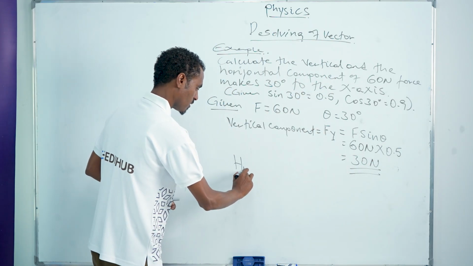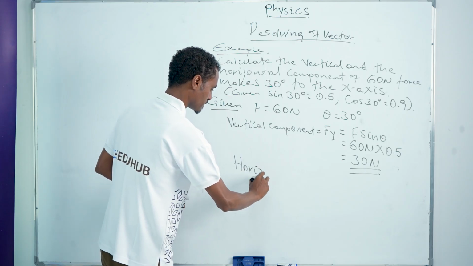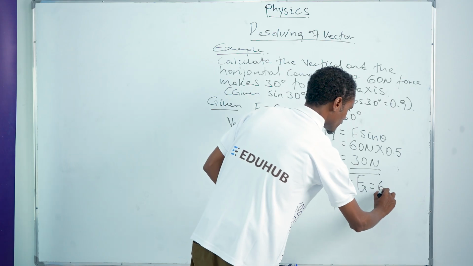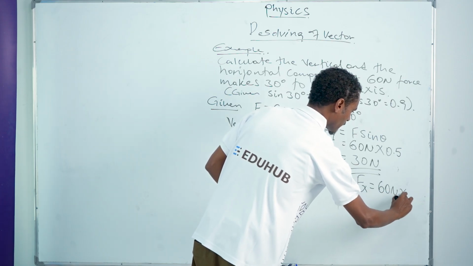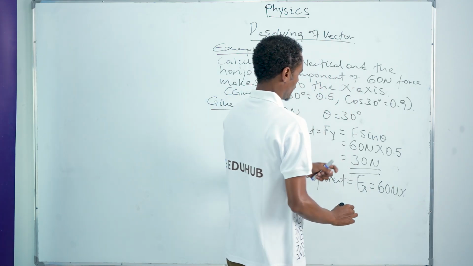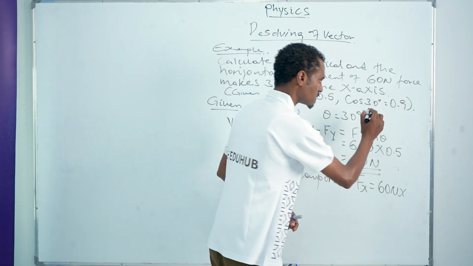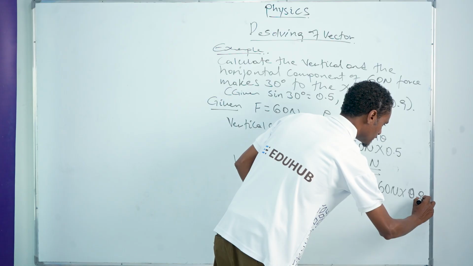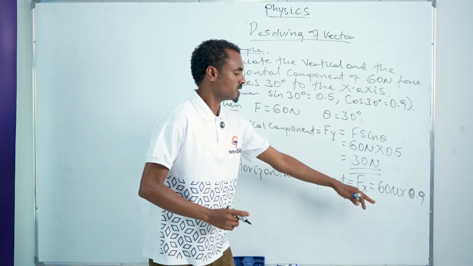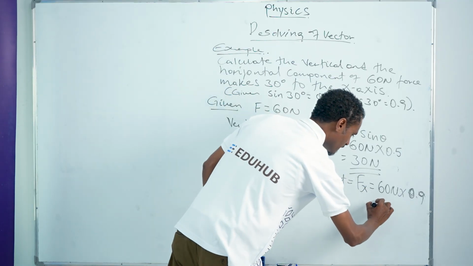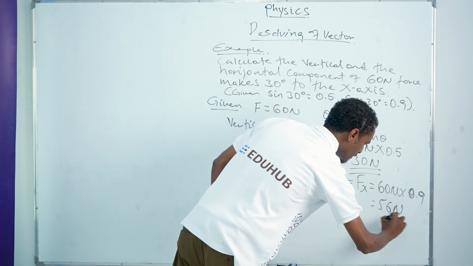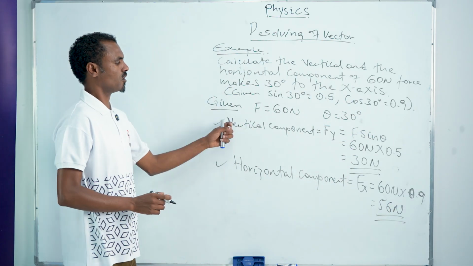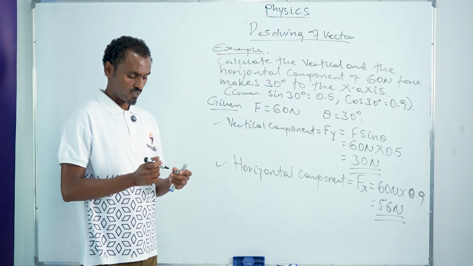Our horizontal component, or F subscript x, is equal to 60 Newton times cos 30, which is 0.9. So 60 Newton times 0.9 is 54 Newton. So these are your vertical and horizontal components of the force.